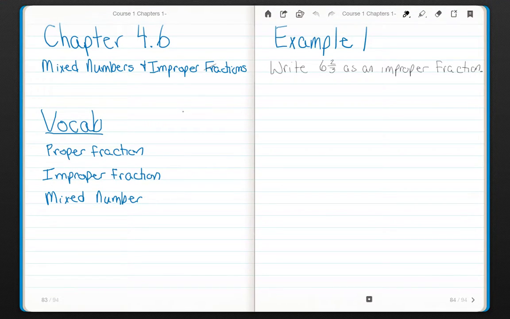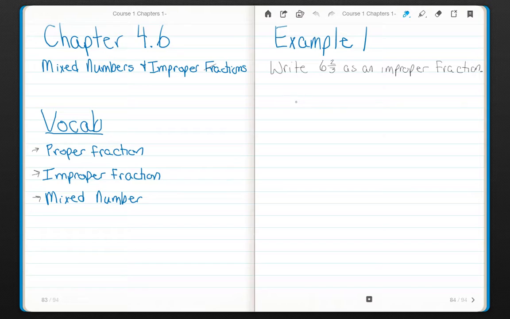Chapter 4.6, Mixed Numbers and Improper Fractions. So the vocab for today is a proper fraction, an improper fraction, and a mixed number. Please be sure that you know exactly what each of these three forms of fractions are before you begin this lesson. Okay, example 1. Write 6 2/3 as an improper fraction.